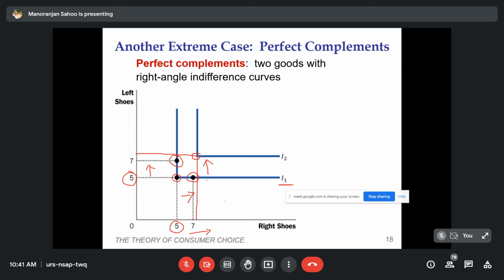Okay? So, because the two commodities are perfectly complementary, only when the number of both commodities increases will the consumer's happiness increase, and the consumer can attain a higher indifference curve. I hope you understood.